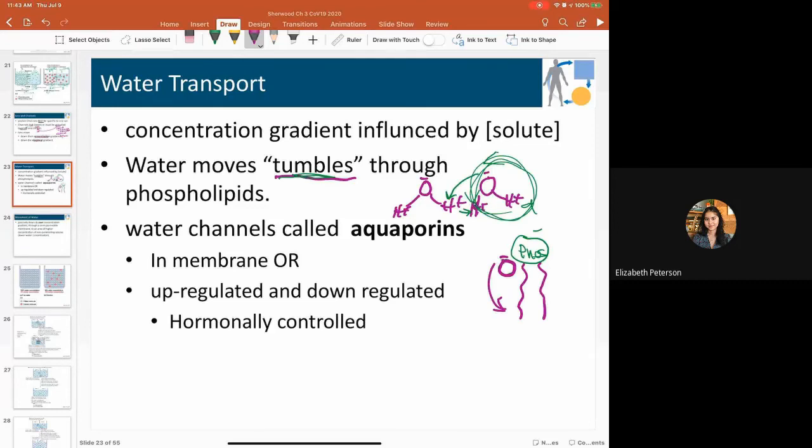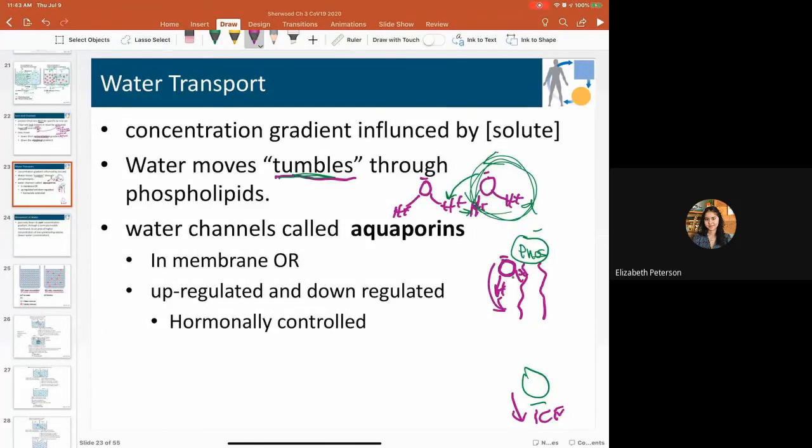So the lipid is nonpolar. As the water continues to tumble, eventually the hydrogens are going to get attracted to the opposite phosphate head, which is negatively charged. And that will pull it through, and then the oxygen will push it out into the intracellular fluid.